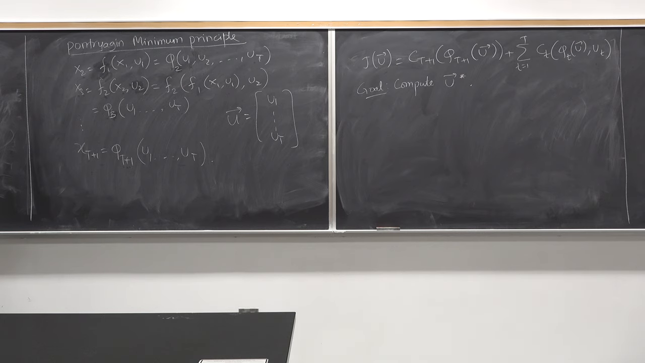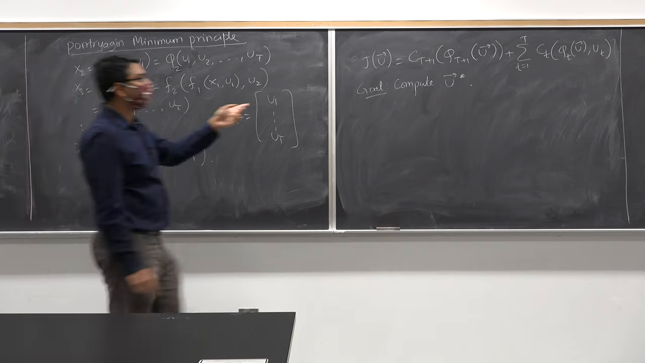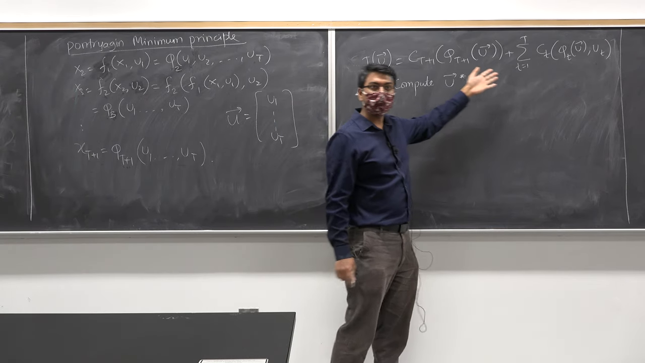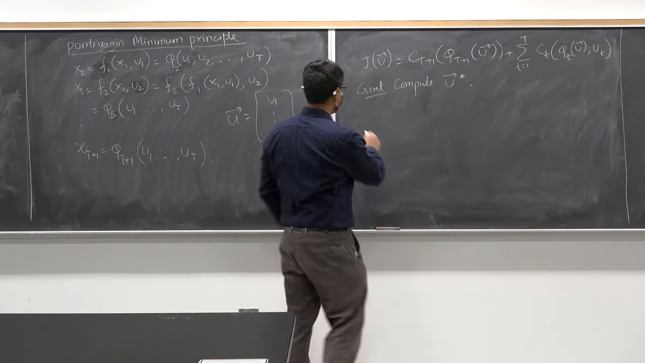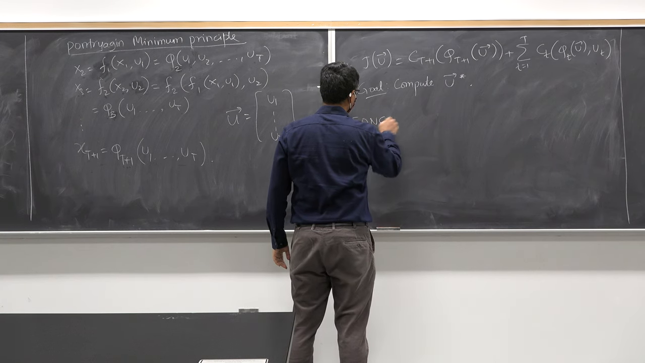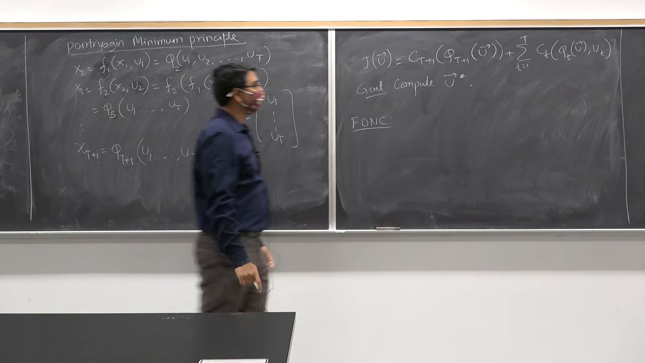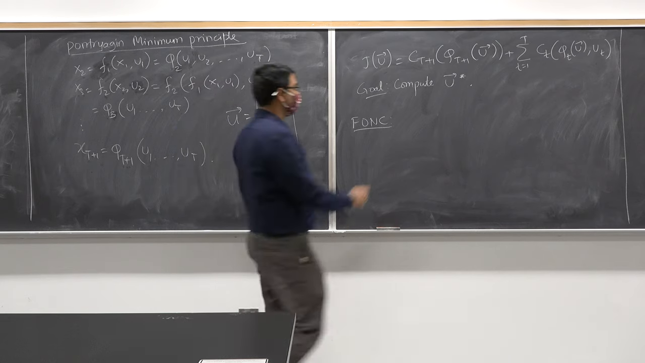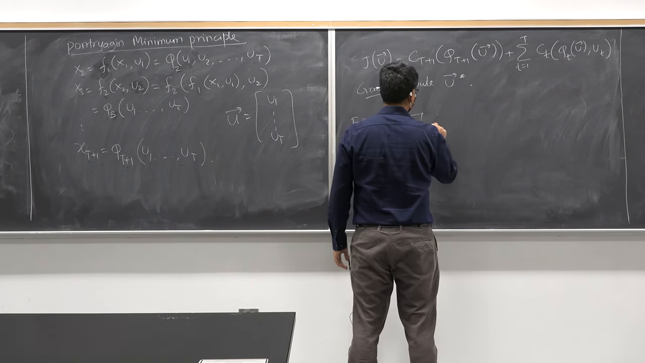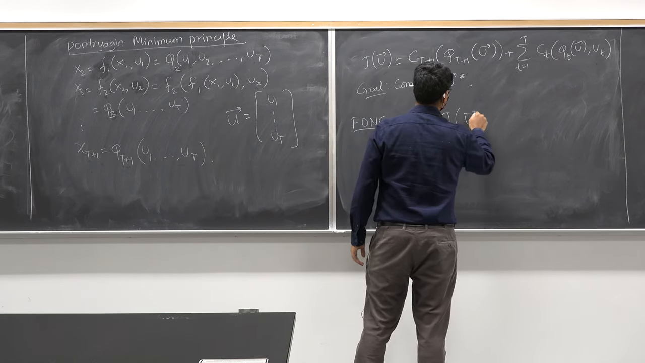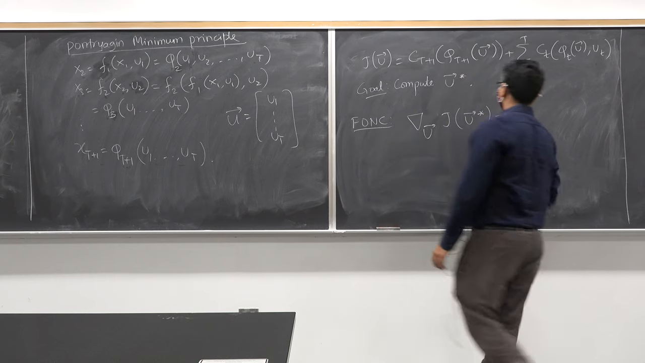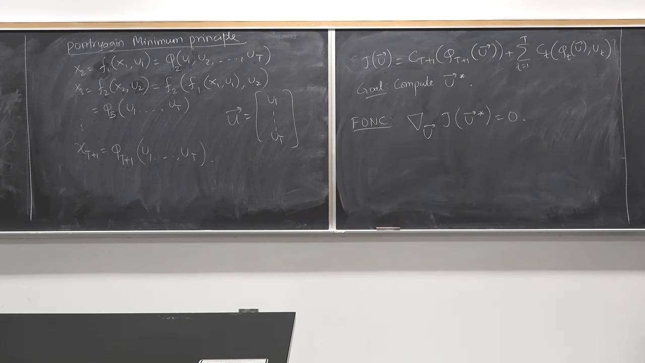So what's the necessary condition for optimality? This is an unconstrained problem now. Okay? There are no constraints. What's the first order necessary condition for optimality? Gradient with respect to u vector of J of u vector at the optimal solution must be equal to 0.